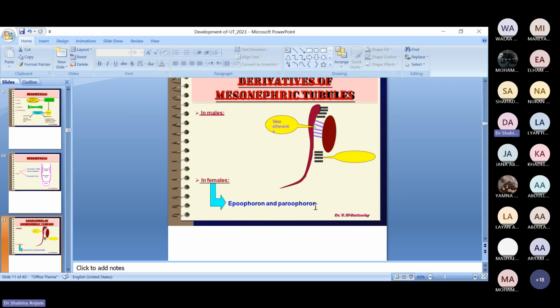Okay. So if they ask you what the remnants of the mesonephric tubules in female are, you should know it is epiphoron and paraophoron. But in male, it will not degenerate completely. It will give rise to vasa efferentia. Okay.